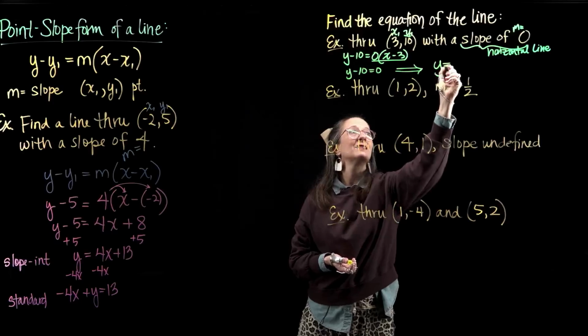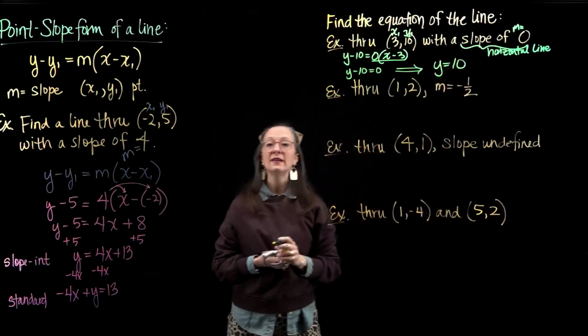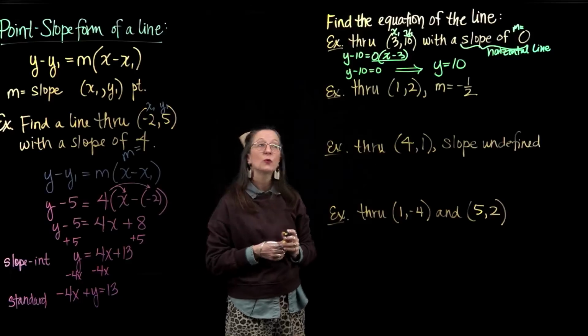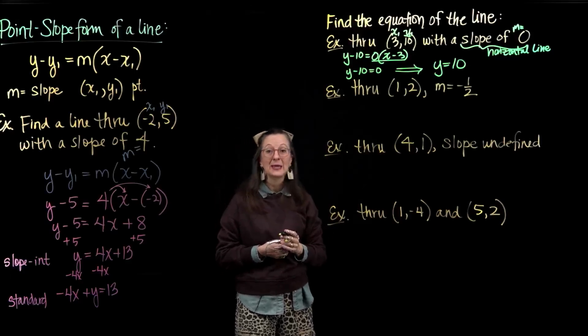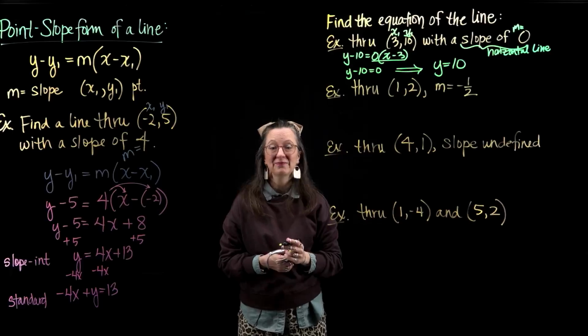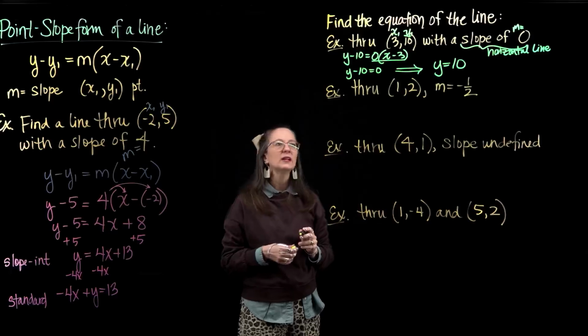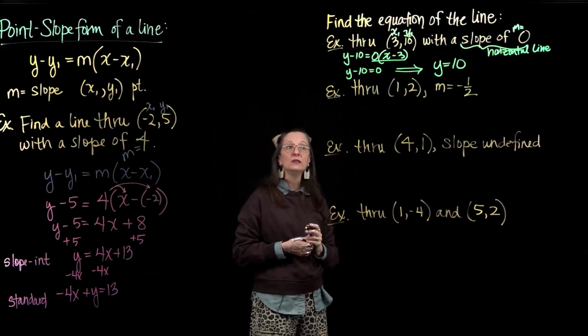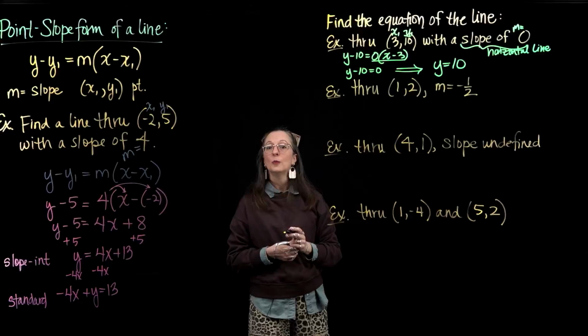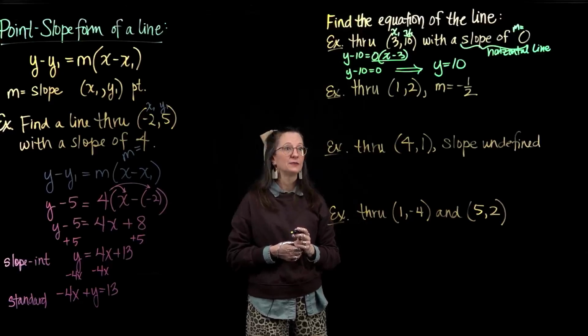Rewriting that, I get the line y equals 10. So there were two ways you could have worked that, and they both end up with the same answer of y equals 10. All right, our next one, we want a line through the point (1, 2) with a slope of -1/2.